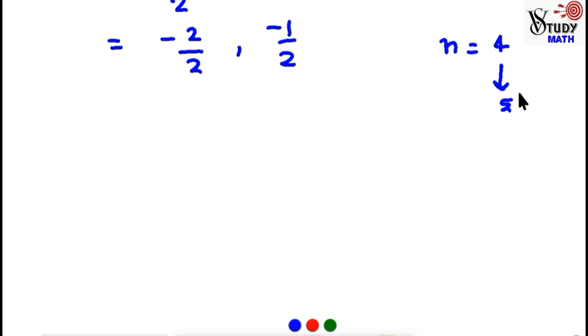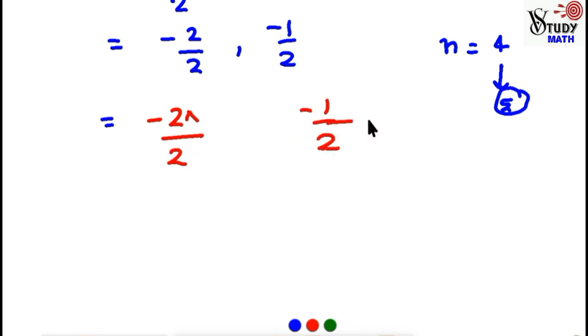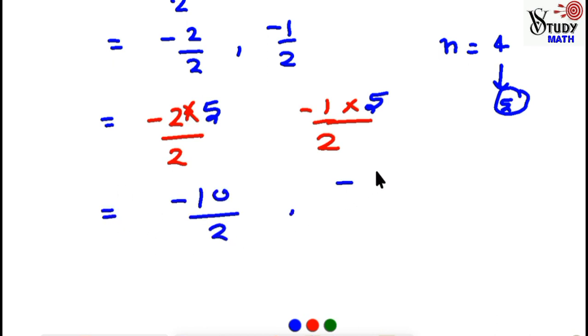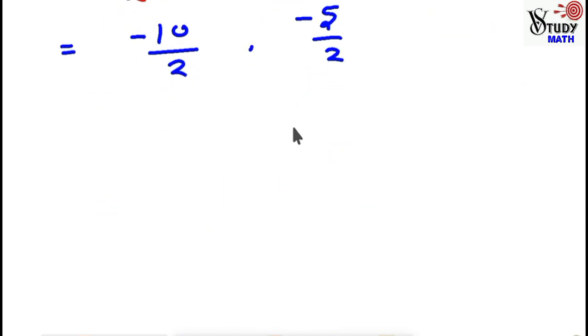So from this 5 we have to multiply. Negative 1 by 2 is also going to be multiplied, this by 5, and this also going to be multiplied by 5. So it becomes negative 10 by 2 and this becomes negative 5 by 2. So let's try to understand this with the help of a number line.